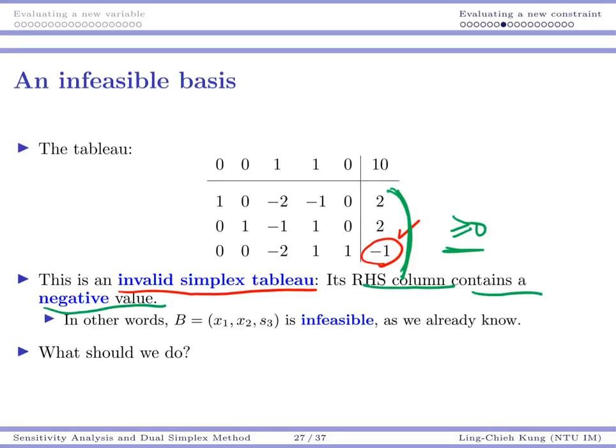This somehow suggests that this particular basis is not a basis. This is a set of candidate basic variables. But given that it's infeasible, it is actually something we do not allow. This does not give us a basic feasible solution. Somehow we need to fix it. What should we do? Later we will see how to do this.